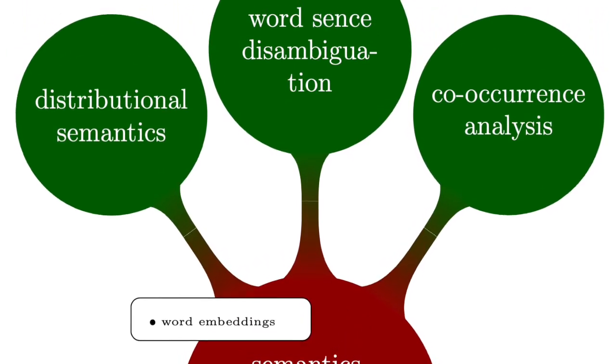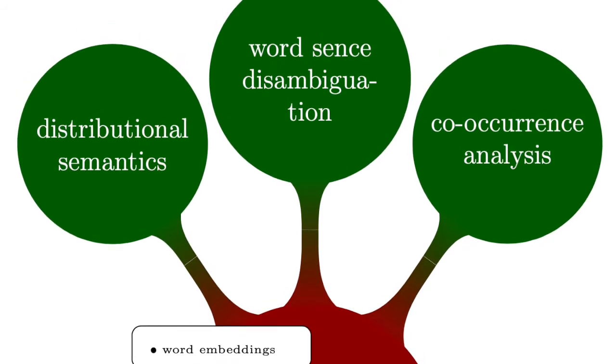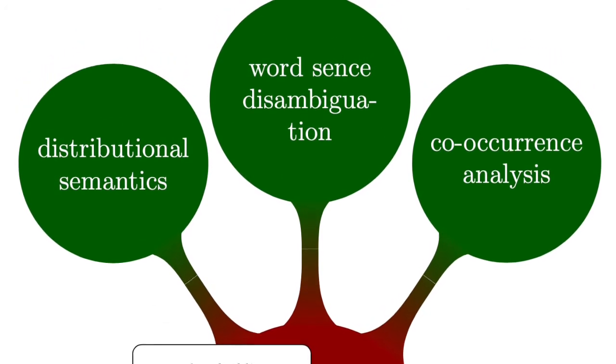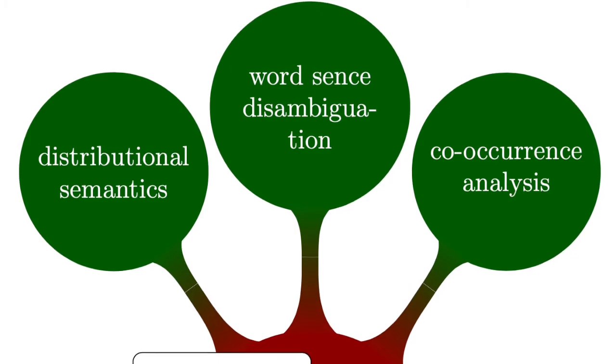Thanks to advances in this field, we have technologies like word embeddings, which can be very useful not only in finding semantically similar words, but also in many NLP applications like sentiment analysis. We will talk about sentiment analysis in more detail soon.